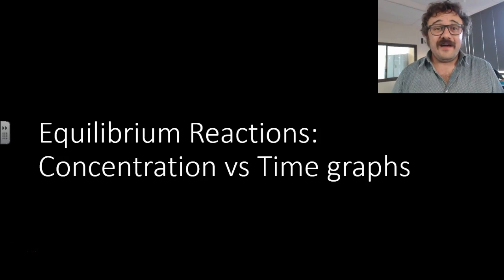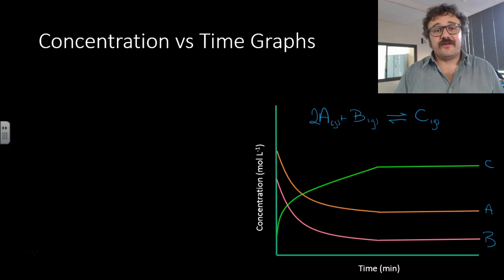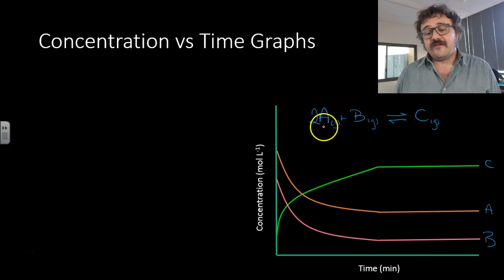Alright, so now we're going to look at a way which you can express a dynamic equilibrium, a way for you to show that something is at equilibrium. And those are concentration time graphs. So here's our example of a concentration time graph down here. We have our reaction, which is 2A, which is gas, plus B gives you C.